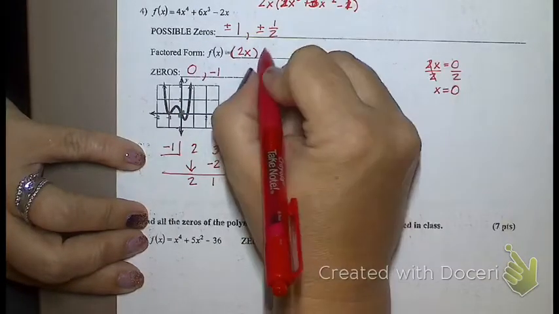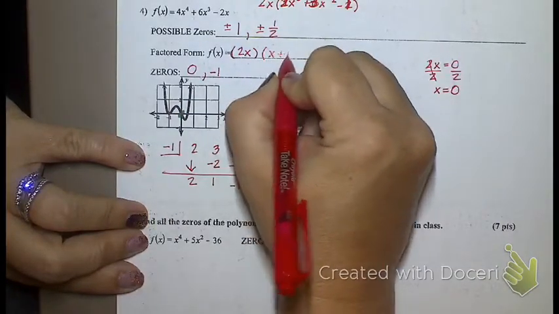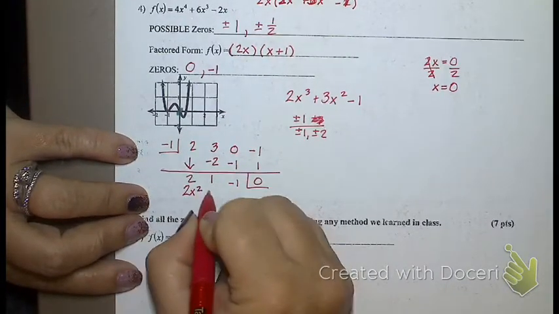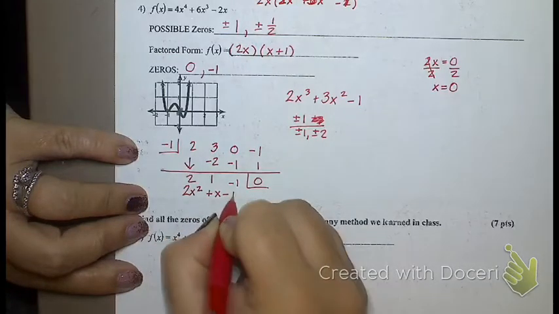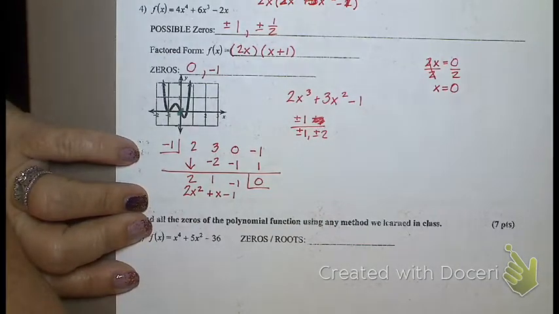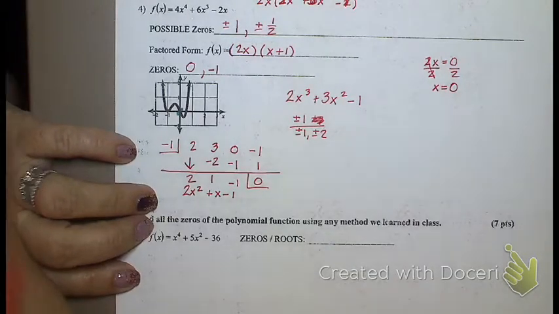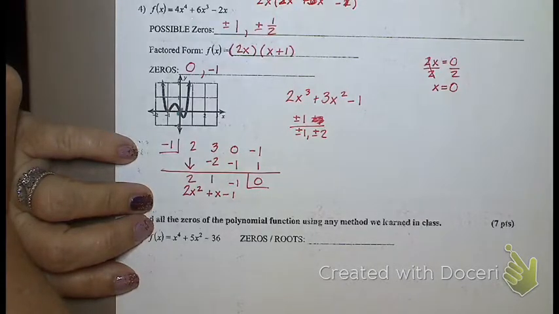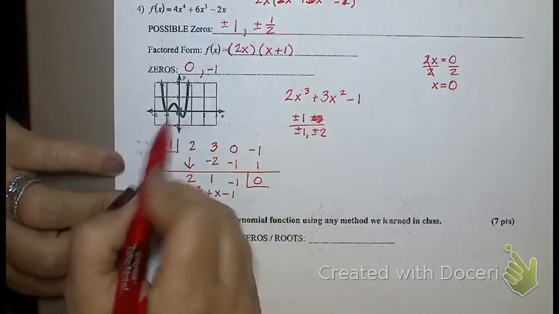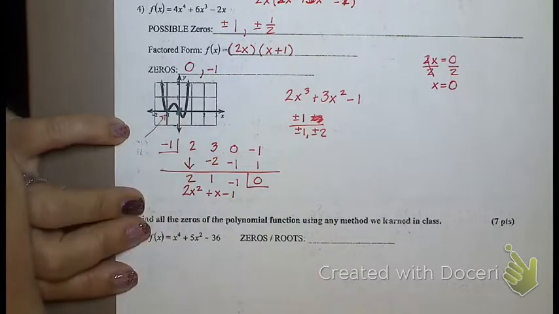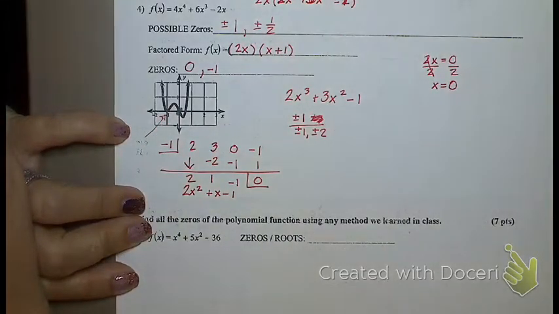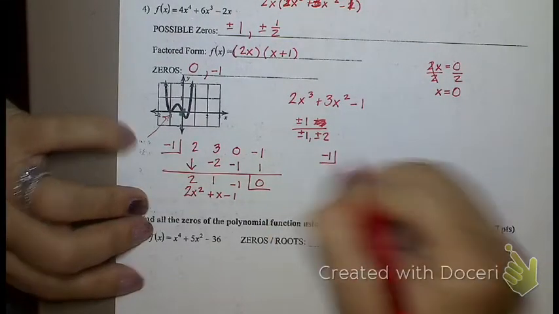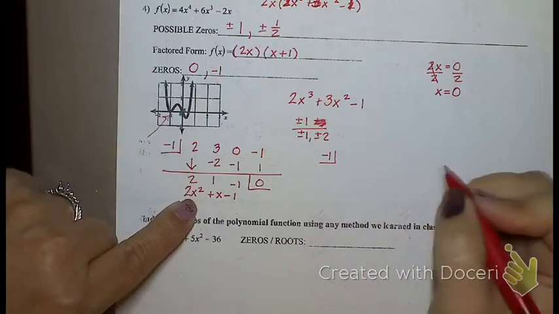What does that look like in parentheses? X plus 1. So I'm down to 2x squared plus 1x minus 1. I'm down to a second degree equation, which means I can factor or use the quadratic formula. However, I'm not going to do either of those in this case, because what do you notice about that 0? It bounces, which means it has a multiplicity of 2, right? Which means I should be able to use -1 as my box number again and take the second degree down to a first degree.